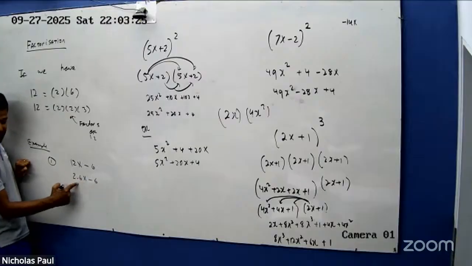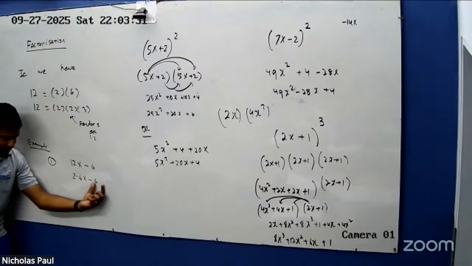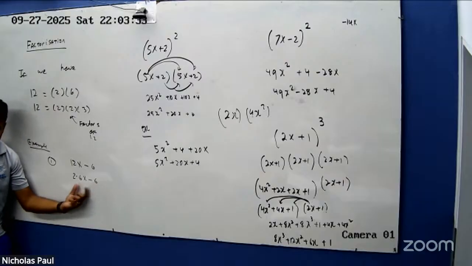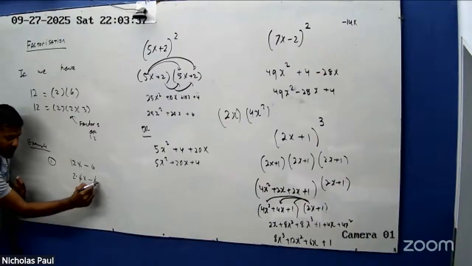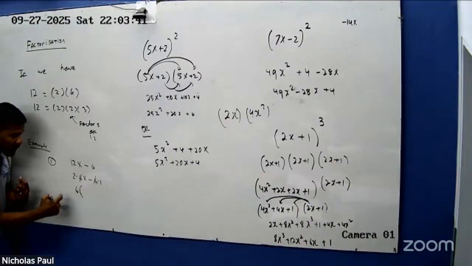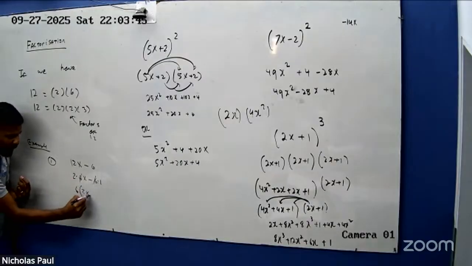So I write, this is multiplied, right? Let me put it higher. This is multiplied, right? So what do these two things have in common? 6, right? So if I cross out 6, I can write it here. Oh, sorry, I should put a 1 here so you don't make a mistake. If I cross out 6 here, I'll be left with 2x minus 1.